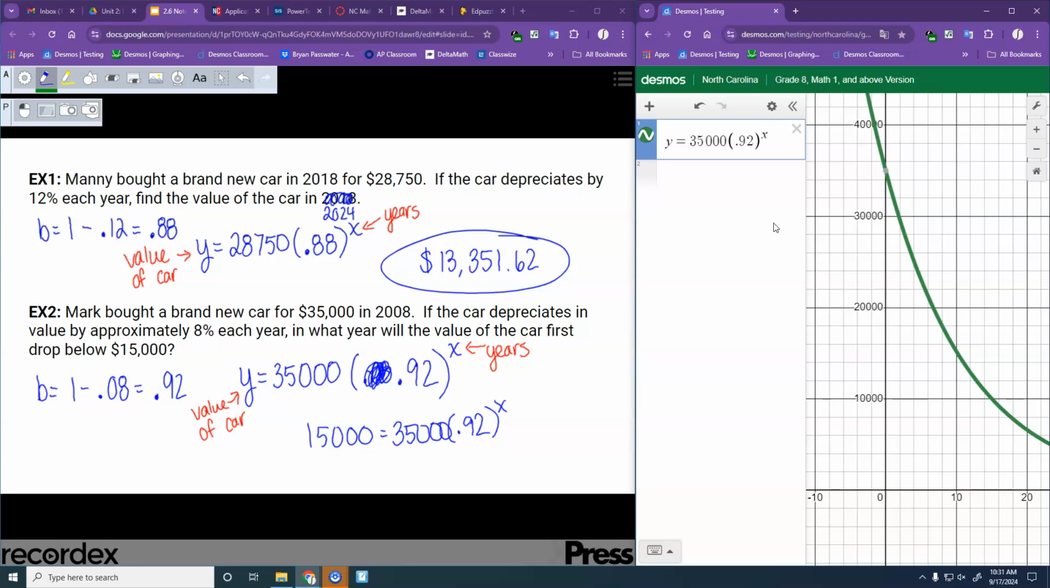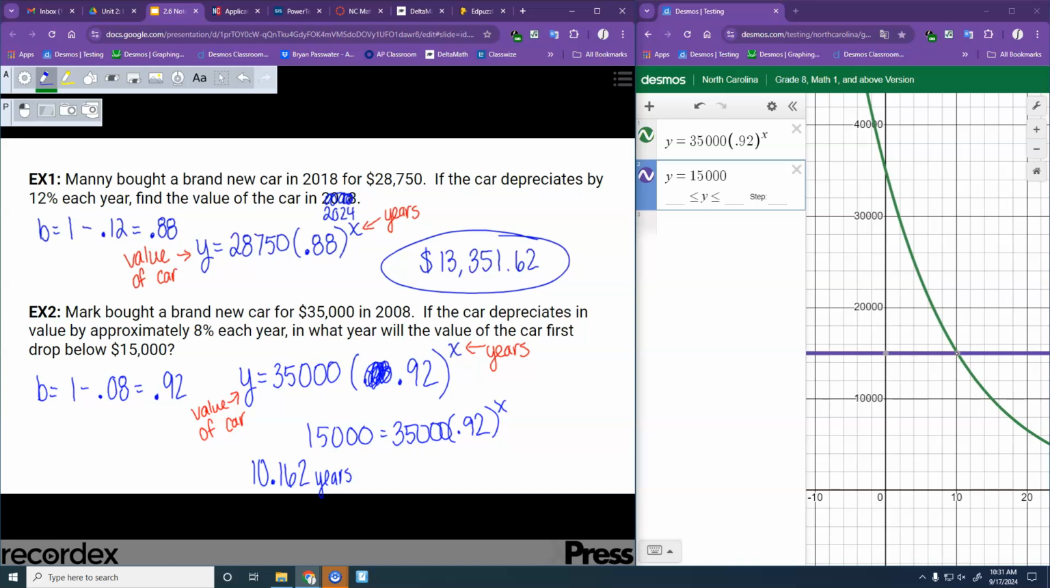Everybody put that in. I want to know when the car is worth 15,000. I want to know when Y is 15,000. So what should I do on the second line? Y equals 15,000. And it will put a line here for me. And I'm just going to see where they cross. And it's 10.162. So it's 10.162 years.